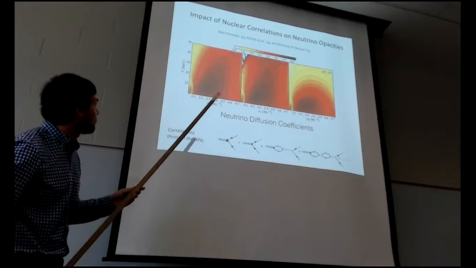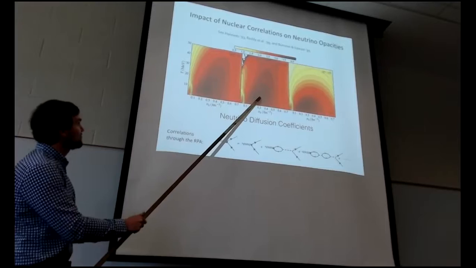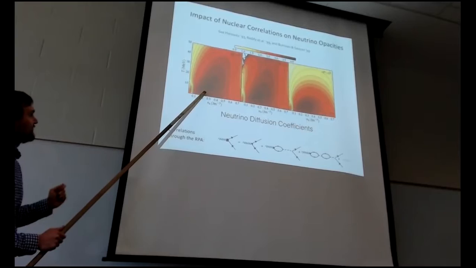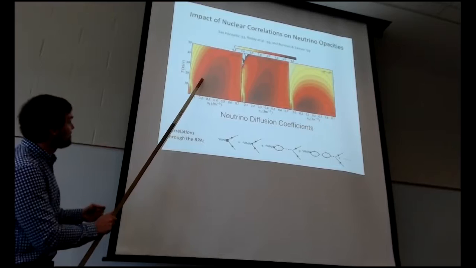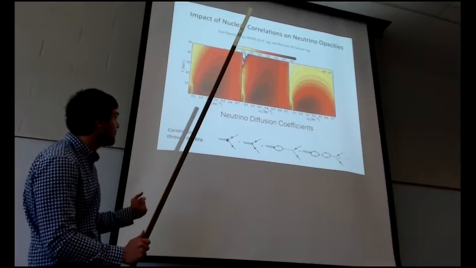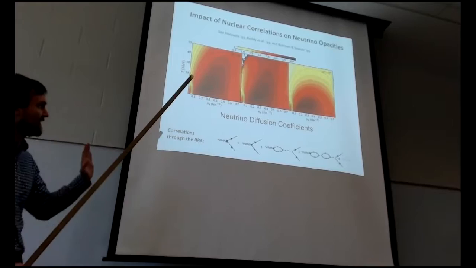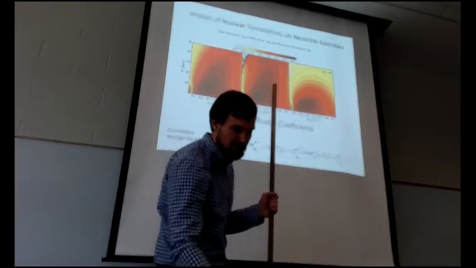If I look at the ratio of diffusion coefficients when I include these correlations to when I don't, you find that you strongly suppress the cross sections and enhance the diffusion coefficients, because suppressing the neutrino cross sections allows neutrinos to get out faster. And you see that you get maybe a factor of 4 change in the rate of neutrino loss. These are just for 4 different diffusion coefficients, it doesn't matter. These are all of order 4. So you can see that this can potentially impact the neutrino opacities quite a bit.